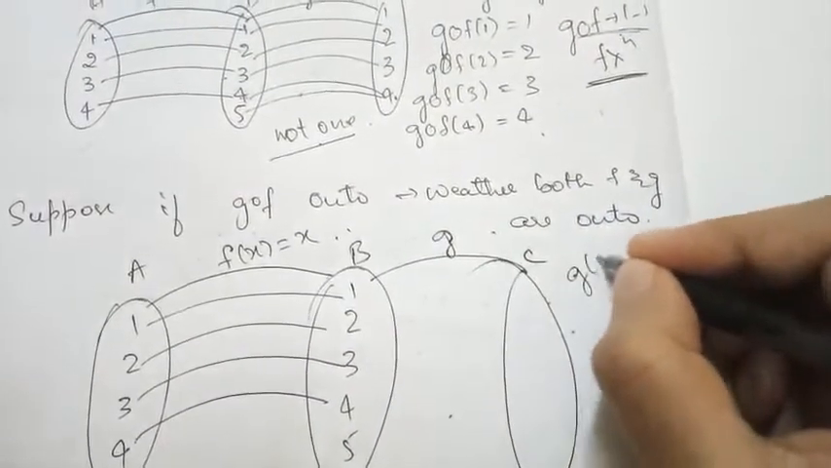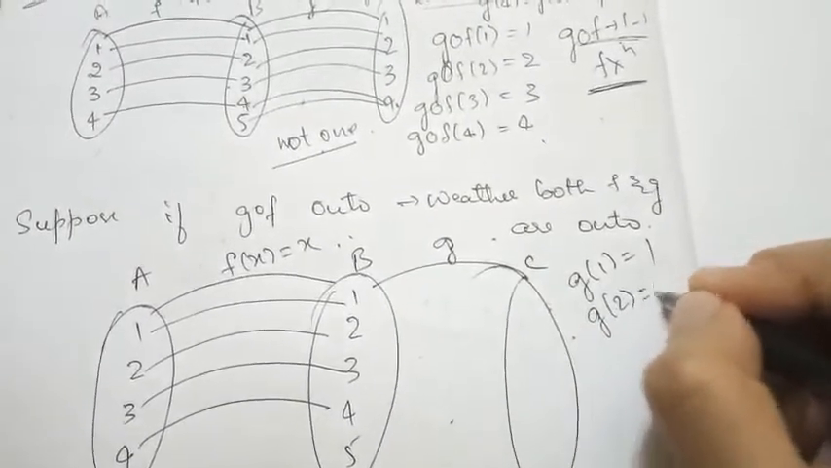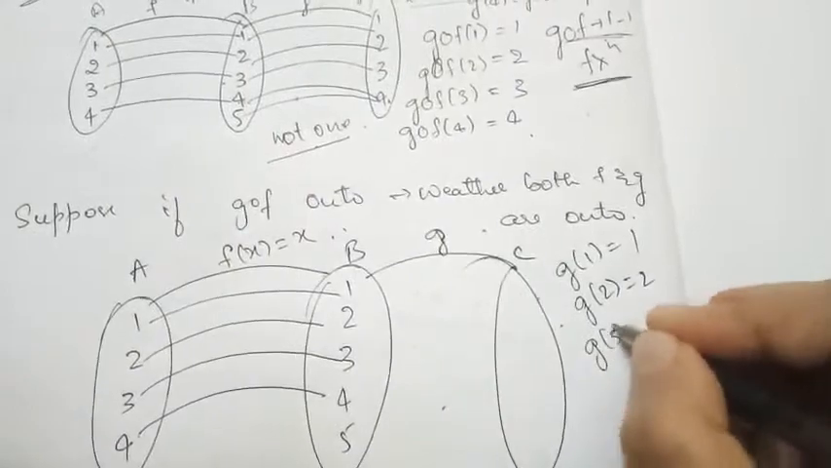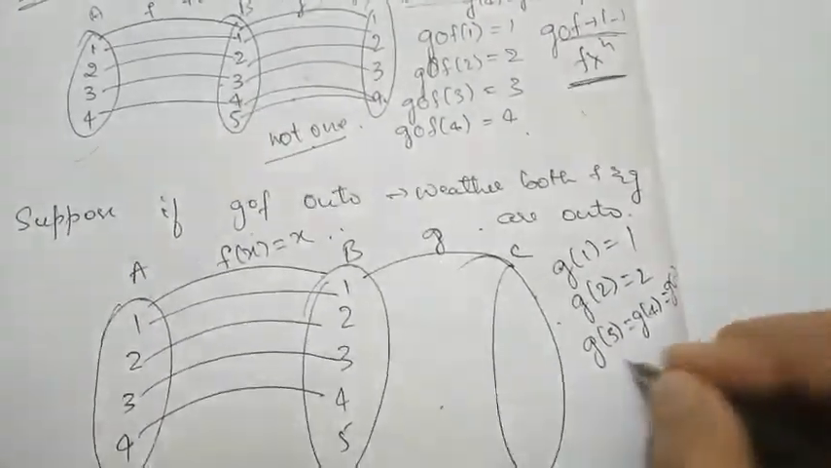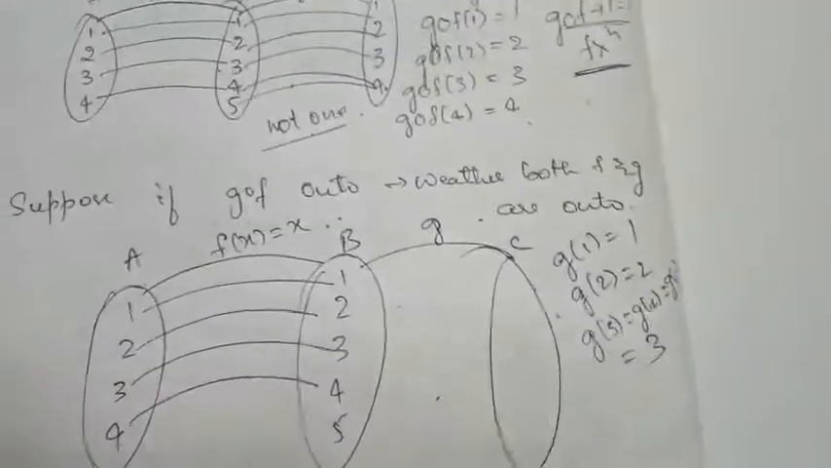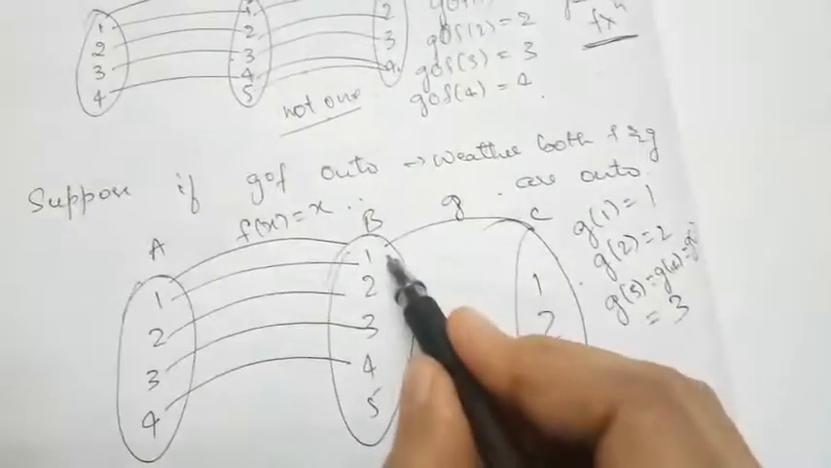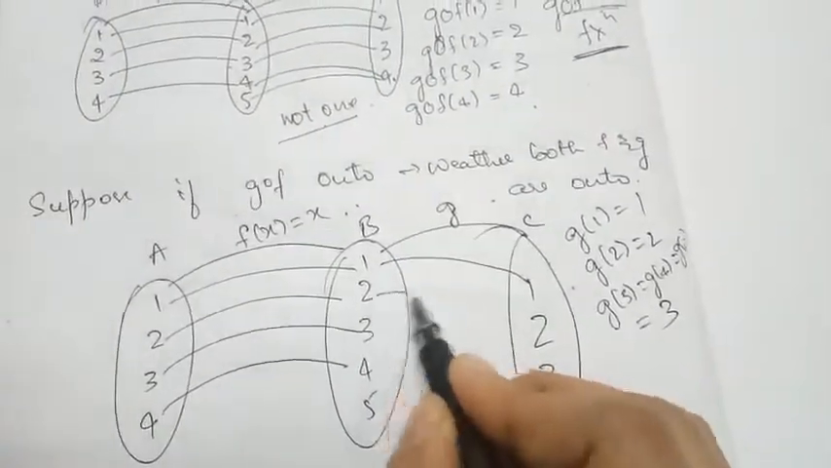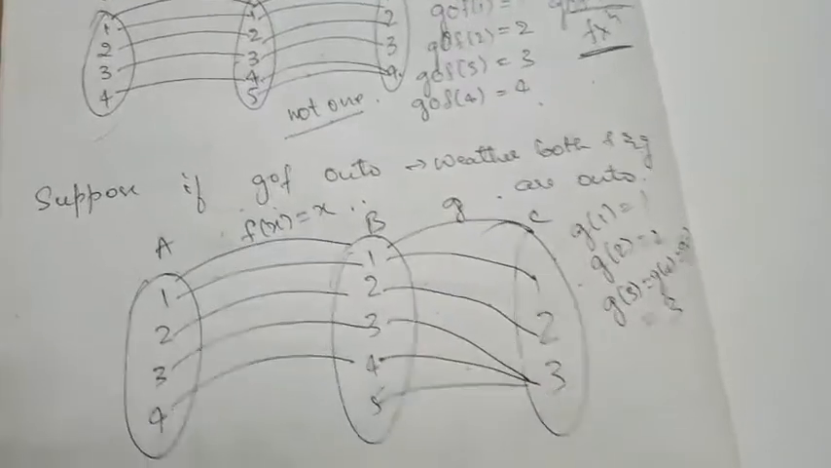I will define it as G of 1 is equal to 1, G of 2 is equal to 2, and G of 3 is equal to G of 4 is equal to G of 5 is equal to 3. So what happens to the elements of set C? It is 1, 2, 3. So G of 1 is 1, G of 2 is 2, and for G of 3, G of 4, G of 5, it is 3.